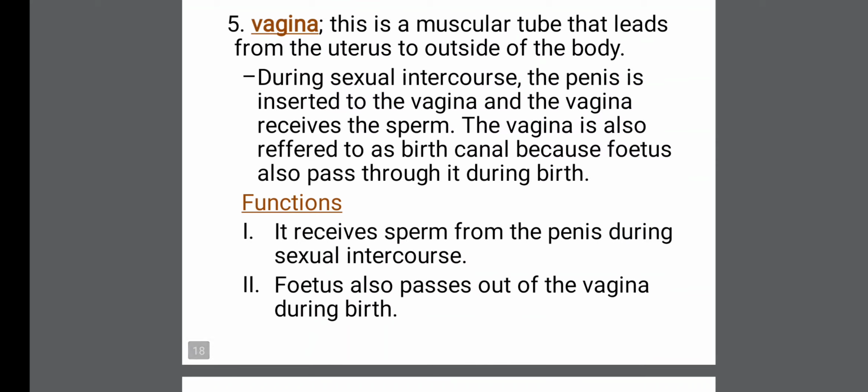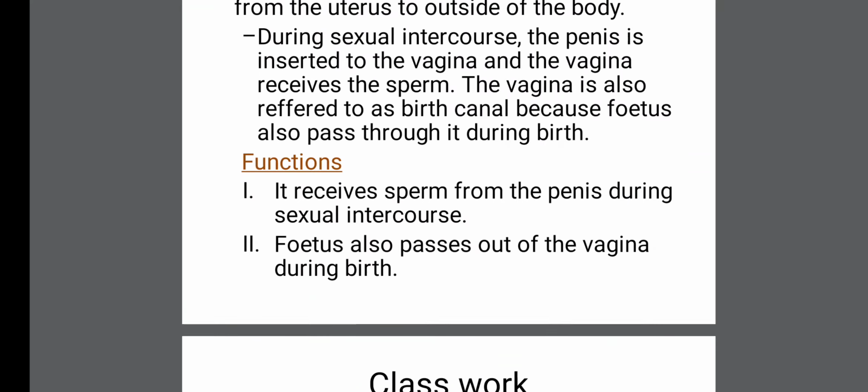During sexual intercourse, the penis is inserted into the vagina and the vagina receives the sperm. The vagina is also referred to as the birth canal because the fetus also passes through it during birth. Functions of the vagina: it receives sperm from the penis during sexual intercourse. The fetus also passes out of the vagina during birth.